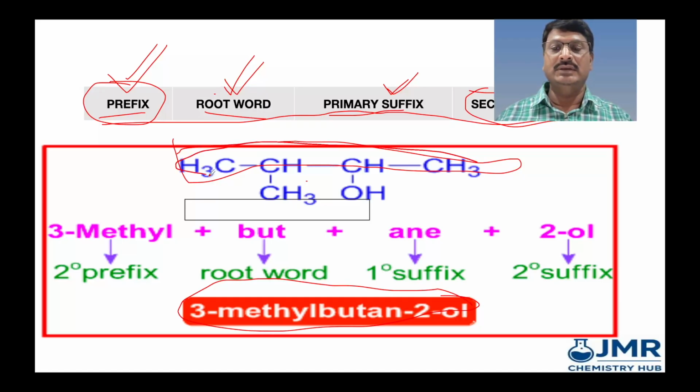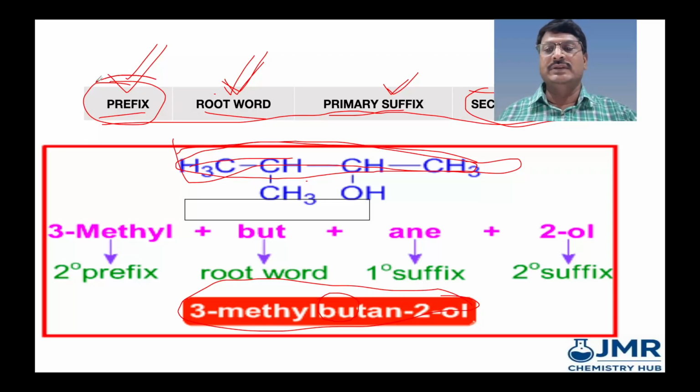Depending upon the number of carbons present in the main chain, the root word will come. Later we will discuss the different words that come depending upon the number of carbons. Here the number of carbons present in the main chain is 4. That's why the root word is but. For the prefix, the substituent contains one CH3. It is called methyl. So that is the prefix.